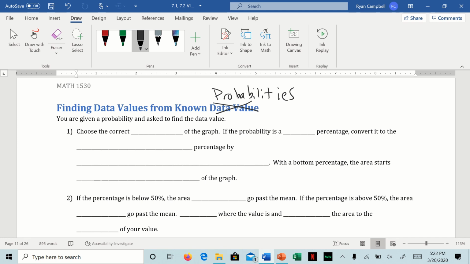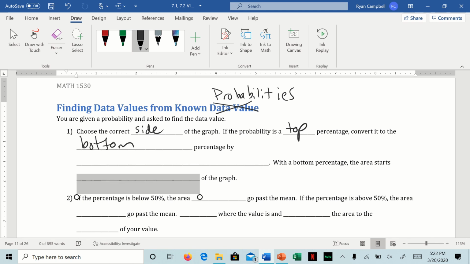So first, choose the correct side of your graph. So if it is the top percentage, what we want to do is convert it to a bottom percentage by what? So let's think about this. If you're in the top 5% of your class, what percentage of people are you smarter than?